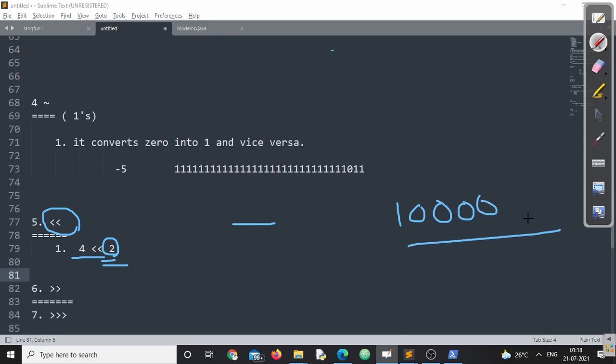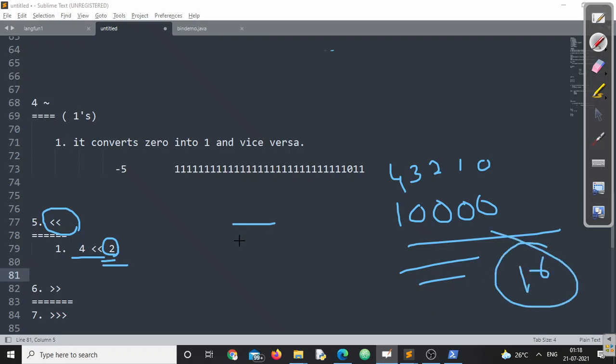Now let us convert this one. Index is 0, 1, 2, 3, 4. So clearly the answer will be 2 to the power 4, that means 16. So if I go for 4 left shift 2, the answer will be 16. Don't worry, we'll check this out, right?